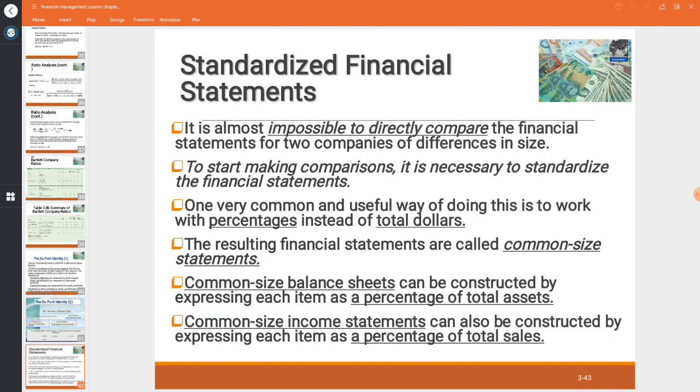This is one of the very important things that you must be aware of: the DuPont identity and the main purpose of this identity.